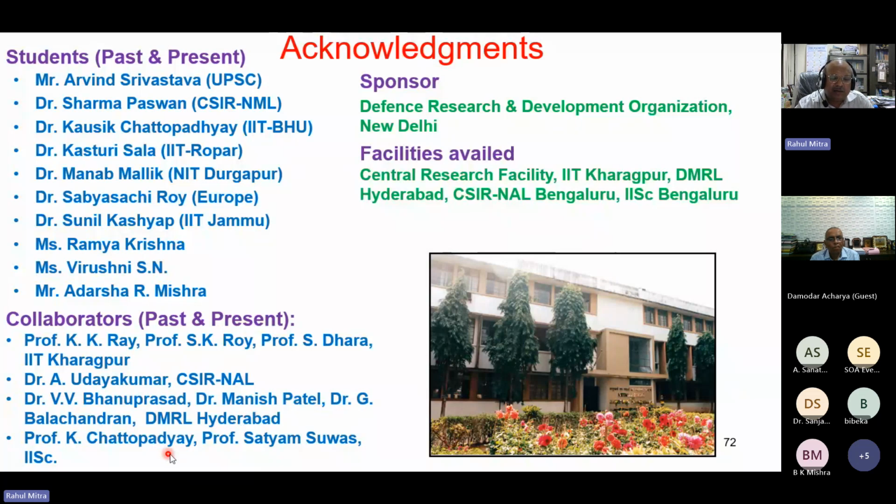And Professor Kamanio Chattopadhyay and Professor Satyam Suwas helped us with some of the facilities at IISc, which we have used for the silicide work. And I also am thankful for the support of IIT Kharagpur, Central Research Facility, DMRL Hyderabad, CSIR NAL, and IISc Bangalore. And the major funding came from the DRDO. So at least 3-4 projects, several projects we have obtained from DRDO since I joined here. And the latest one was a large project to develop gel cast alloys, which ended recently.